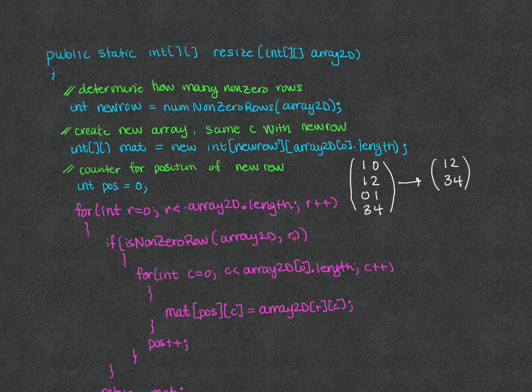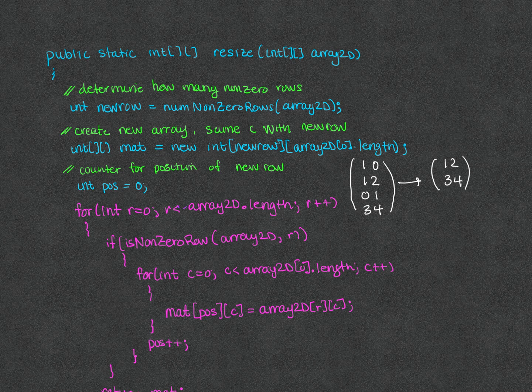This means there is not a 0 in there. So if there's not a 0, you copy everything over, but then you're going to have to increment the row of the smaller matrix, and then you'll go back up and do the second row and do the same thing. At the very end, you're going to return the new matrix.